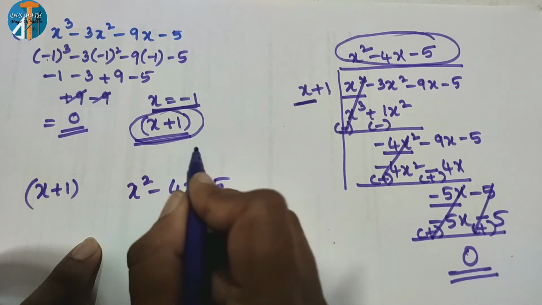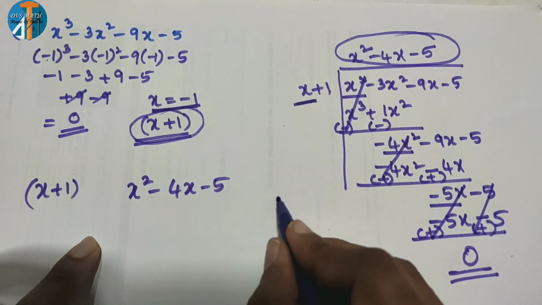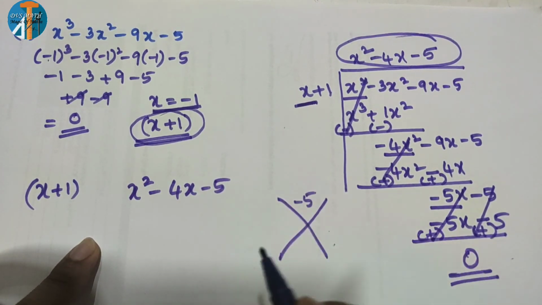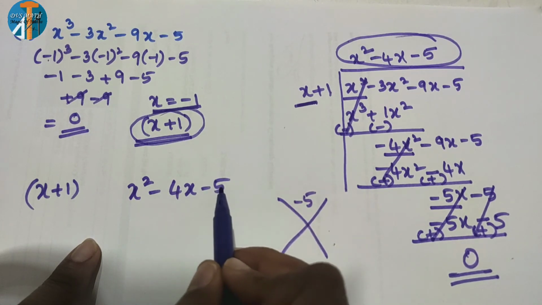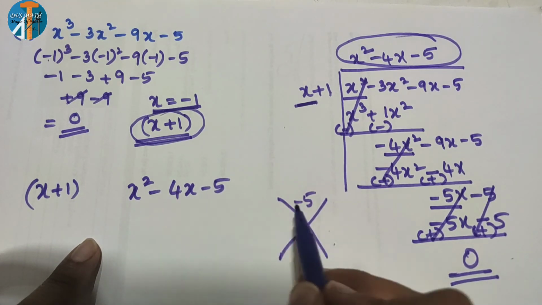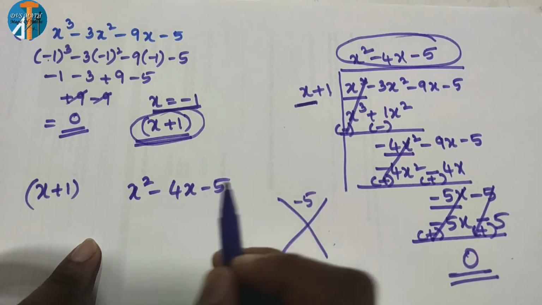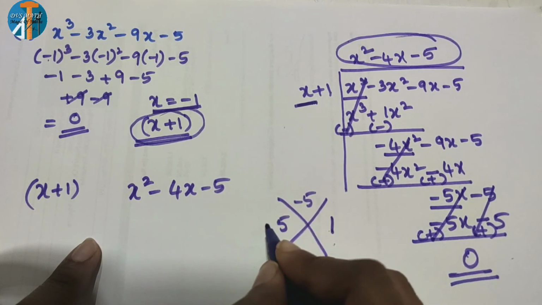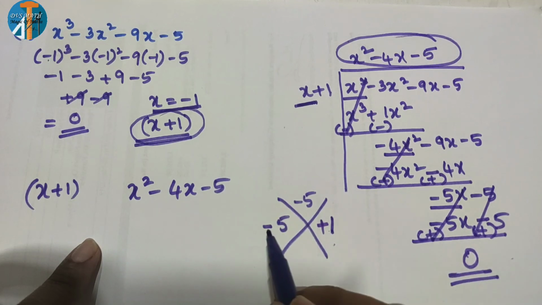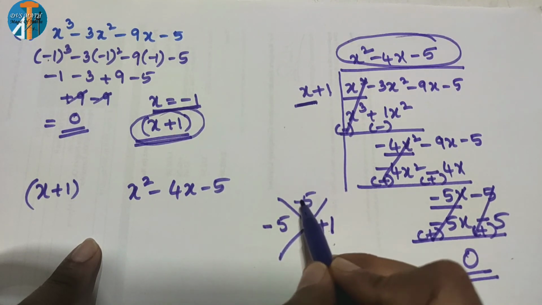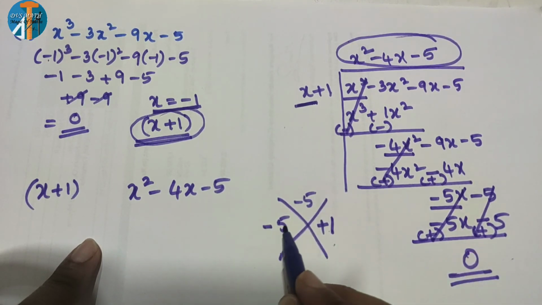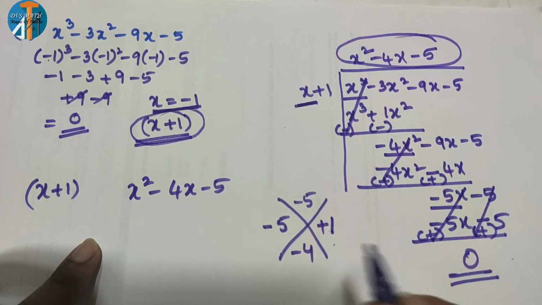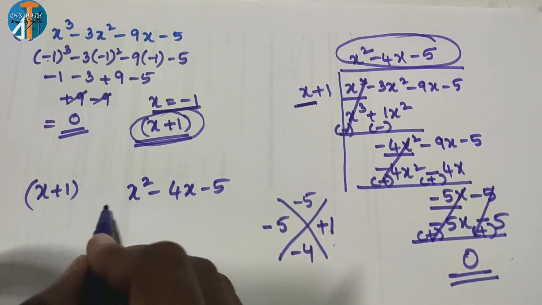As you all know, this is a quadratic. As I told you, a into c: 1 into minus 5 you will get minus 5. When you multiply you have to get minus 5, and when you add you have to get minus 4. That means 5 and 1: minus 5 into plus 1 is minus 5, and minus 5 plus 1 you will get minus 4. Okay, now let us substitute.